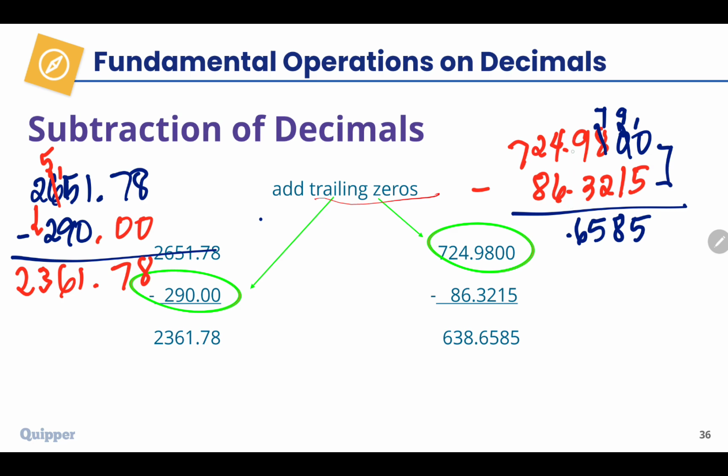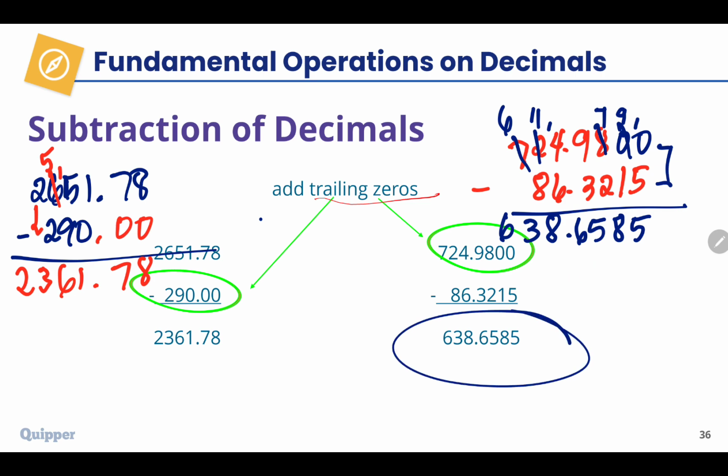Then, tapat nyo lang si decimals. 4 minus 6, we cannot. So, si 2 magiging 1. Si 4 magiging 14. And 14 minus 6, that is 8. Then, we cannot rin si 1 minus 8. So, magiging 11. Magiging 6 to. So, 11 minus 8, ilan? 3. And 6, wala naman tayong subtract kay 6, so bring down na lang natin siya. So, the difference is 638.6585.